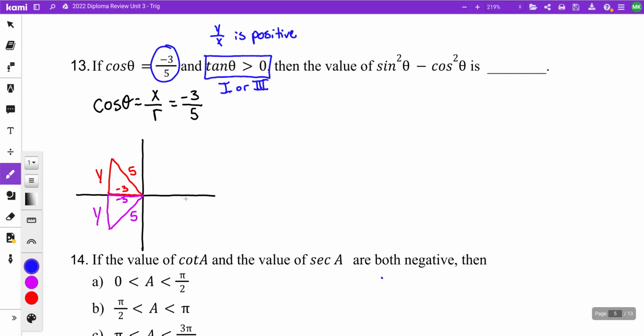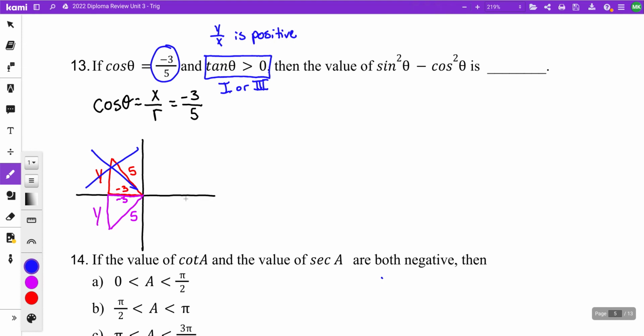In quadrant 1, y divided by x, positive divided by positive, that'll make a positive number. Quadrant 3, negative divided by a negative, that would make it a positive number. So I'm in quadrant 1 or 3, meaning that that red triangle is incorrect. I need to build that purple one. Perfect. Building the rest of that purple triangle.